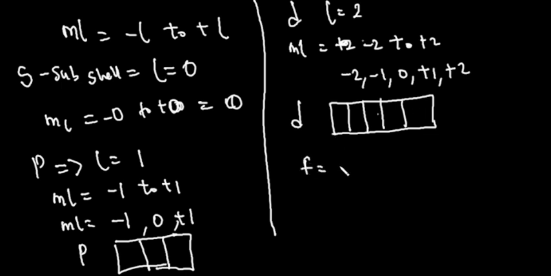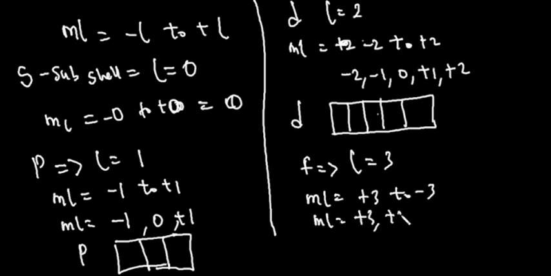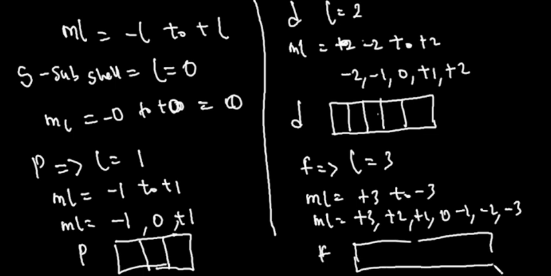Then for your f, l is equal to 3, which means that the magnetic quantum number is going to be from plus 3 to minus 3. And that is going to give us ml equals plus 3, plus 2, plus 1, 0, minus 1, minus 2, and minus 3. Having said this, we have 1, 2, 3, 4, 5, 6, 7 blocks, which means for f we are going to have 7 degenerate blocks. So that's basically it. The magnetic quantum number shows us the number of smaller blocks inside each subshell.